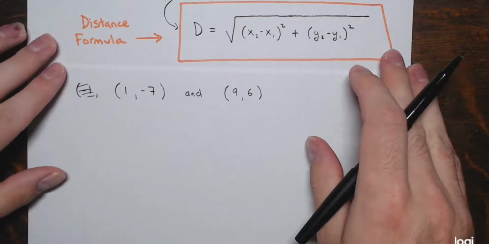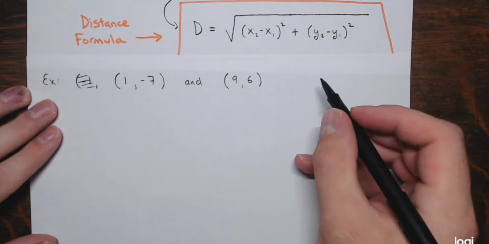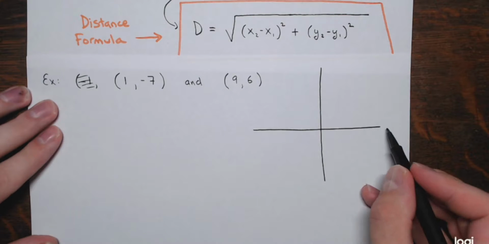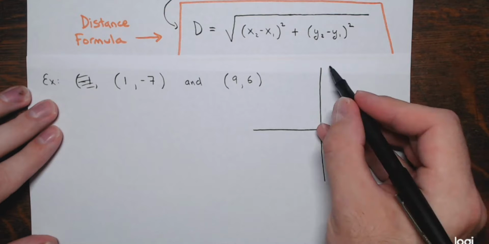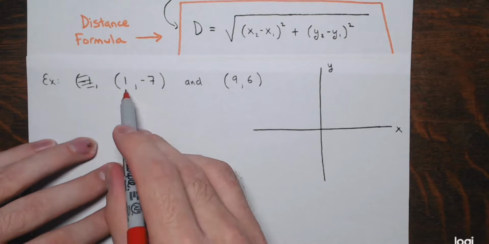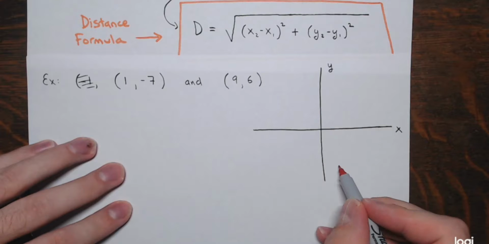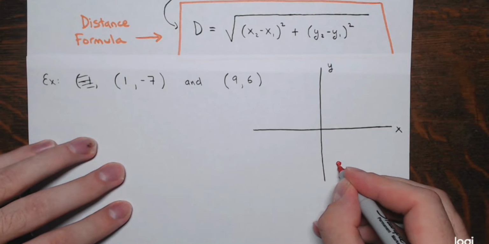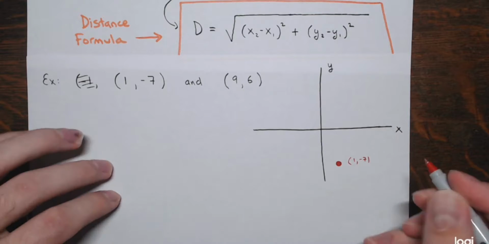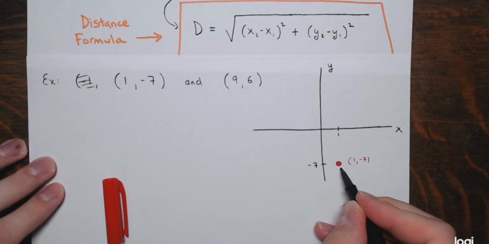So I'm going to do this with a picture and the formula. First I'll draw a very, very rough picture. I'm not going to mark off all the little individual integers and whatnot. Here's the x-axis, here's the y-axis. And the first point is at 1, -7. So that would be in the fourth quadrant here. 1 to the right, 7 down. So let's say that's here. There's the point 1 comma -7. So that's in line with 1 on the x-axis and -7 on the y-axis, that point there.